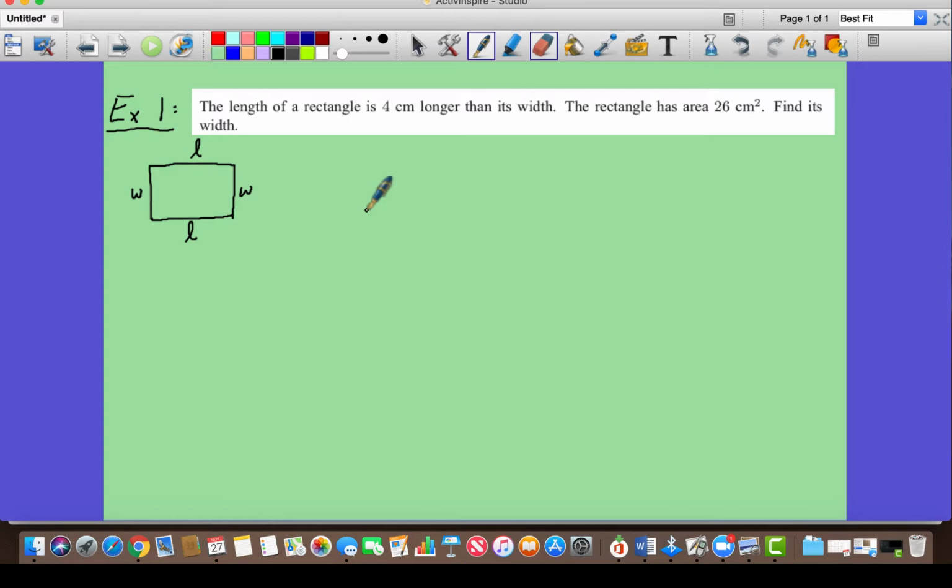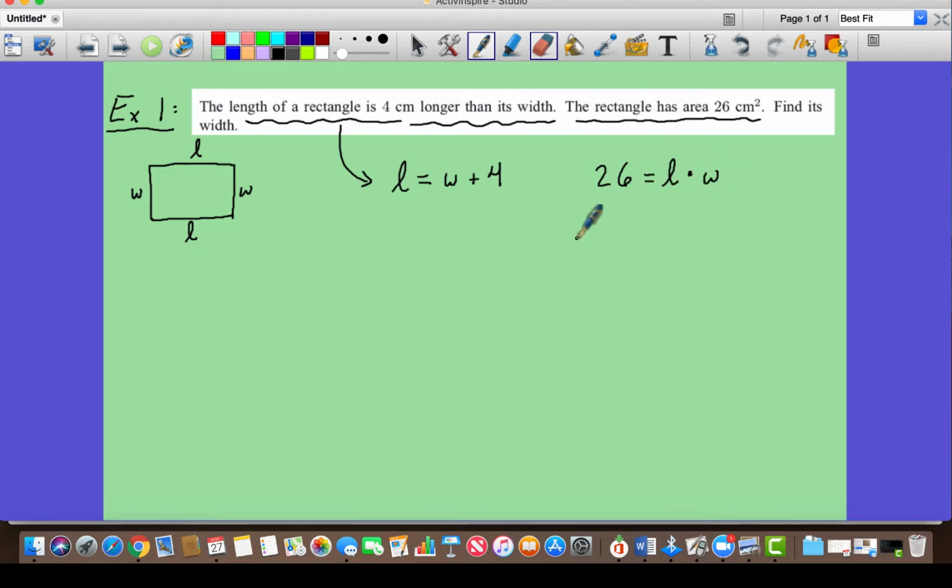And then I want to get down some equations based on what they told me up here. So we know that the length of our rectangle is 4 centimeters longer than the width. And so we can say that in order to get our length, we'd have to add 4 to our width. So L equals W plus 4. And then we're also told that the rectangle has an area of 26. So we know that 26 would be equal to the length times the width.